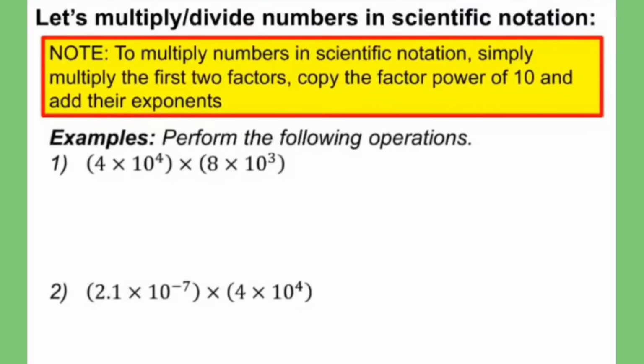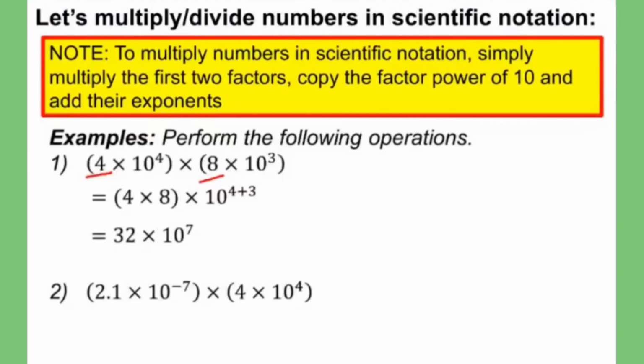For example, perform the following operations. In number 1, we can directly multiply 4 and 8. So we have 4 times 8. Then, we copy the power of 10 and we add the exponents 4 and 3. So this would be equal to 32 times 10 raised to the power of 7.